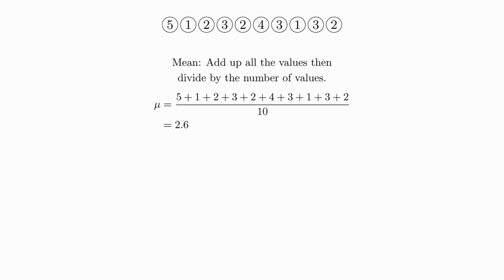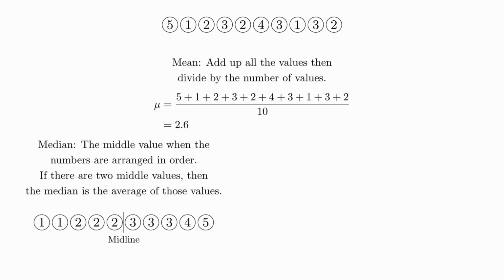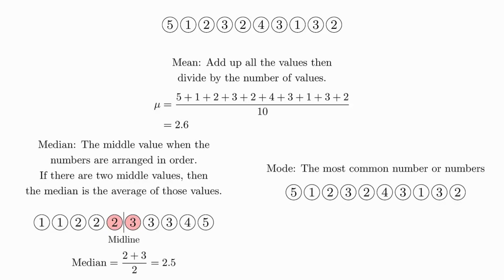To calculate the mean, you add up all the values and divide by the number of values. The median is the middle number when all the values have been put in increasing order. If you have an even number of values, it's the average of the 2 middle values. In this case, the median is 2.5. The mode is the number that appears the most often. If there are multiple values that appear the most, then they are all considered to be the mode.